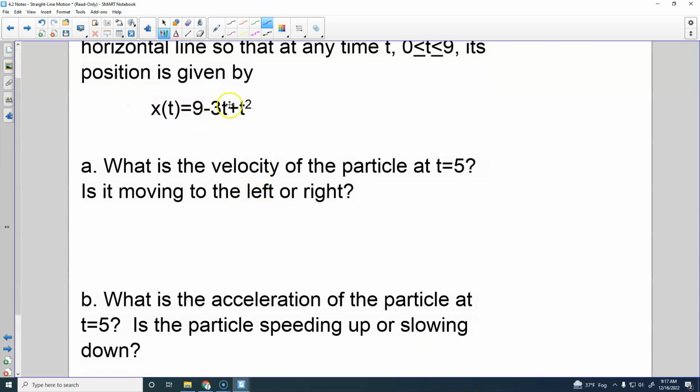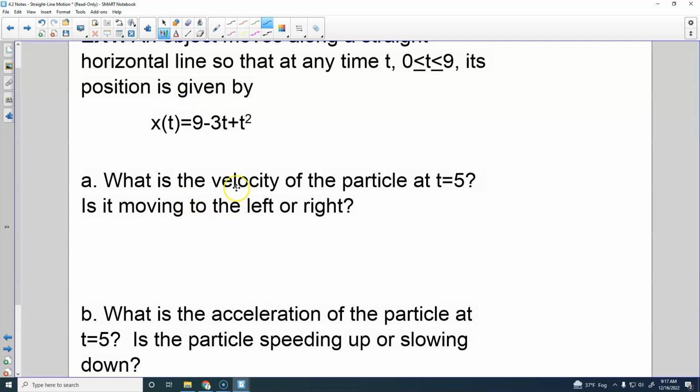So x is giving us position. We want to know the velocity of the particle at t equals 5. Is it moving to the left or to the right? If I want to find velocity, what have I got to do? Take the derivative. This is a pretty simple derivative. Here is my suggestion to you: call this x prime of t, because that shows you are taking the derivative of x. However, this is velocity, so I always say equals v of t. We're renaming that as v of t because v makes us think velocity.